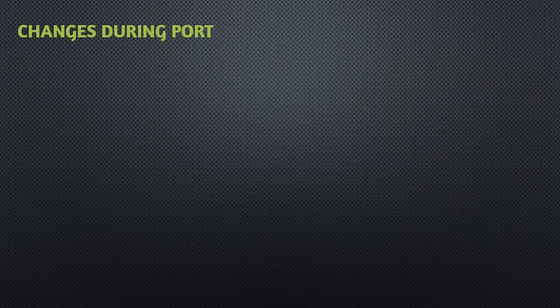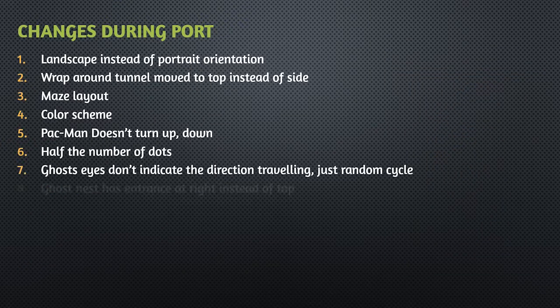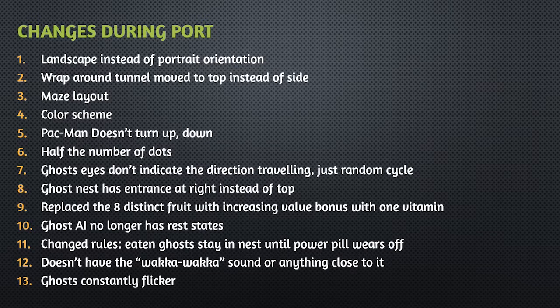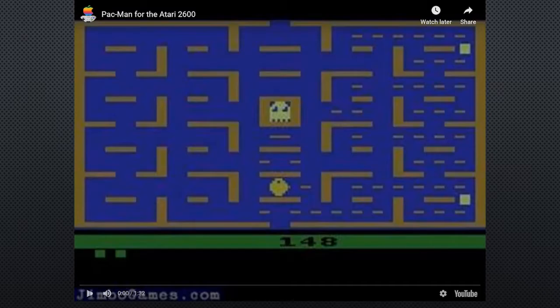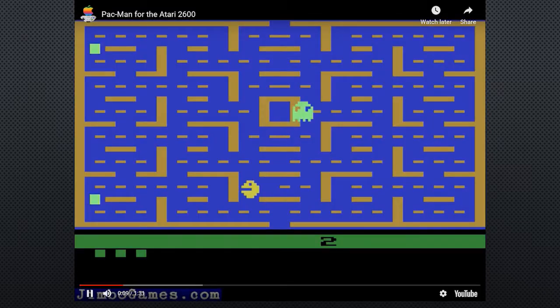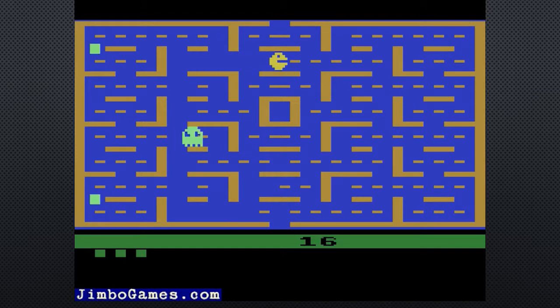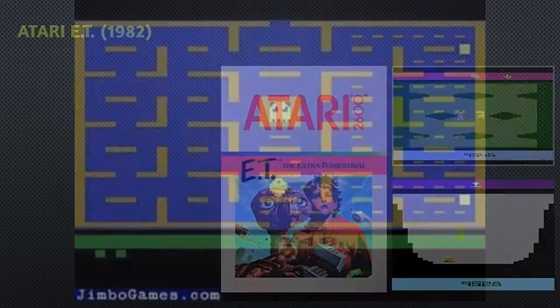These are all the changes that they made to the game, and that really ticked people off. And this is very quickly what the game looked like. There's no waka waka waka. The warp tunnel's in a totally different spot. It's not vertical. There's tons wrong with this thing.